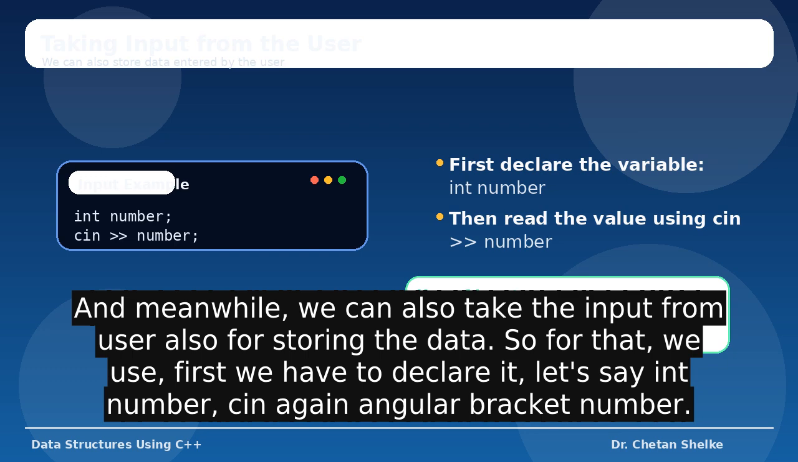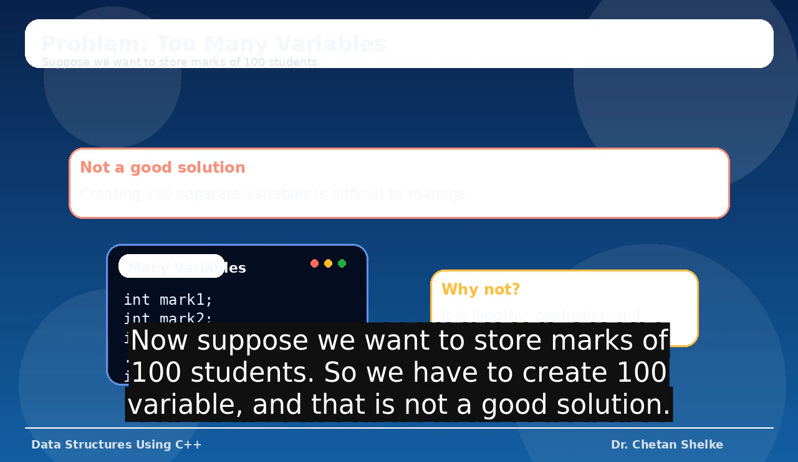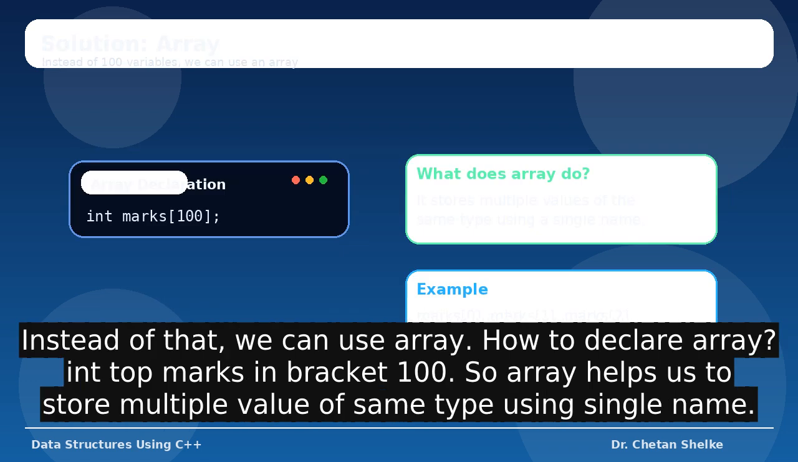Now suppose we want to store marks of 100 students, so we have to create 100 variables, and that is not a good solution. Instead of that, we can use an array. How to declare an array? int marks[100]. So an array helps us to store multiple values of the same type using a single name.